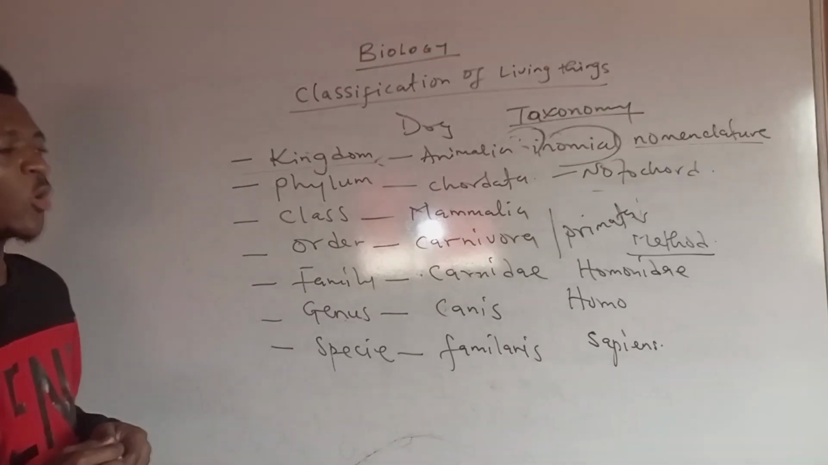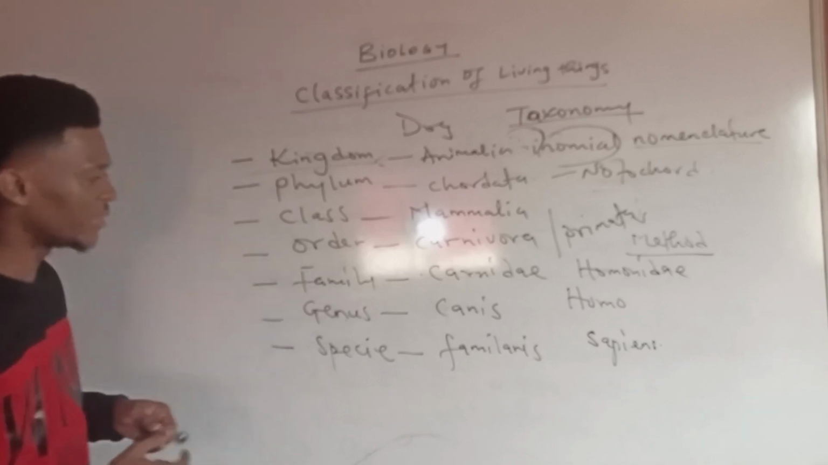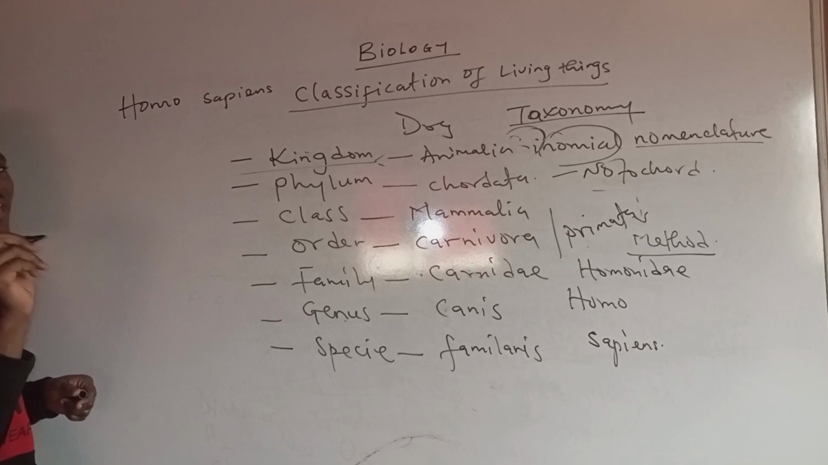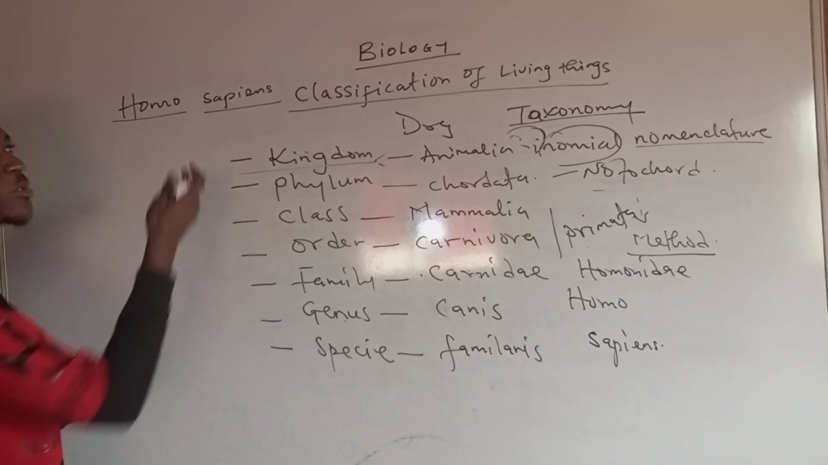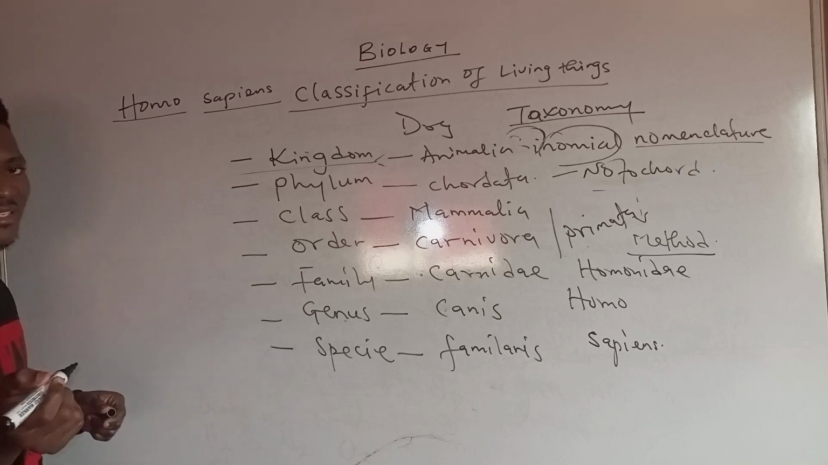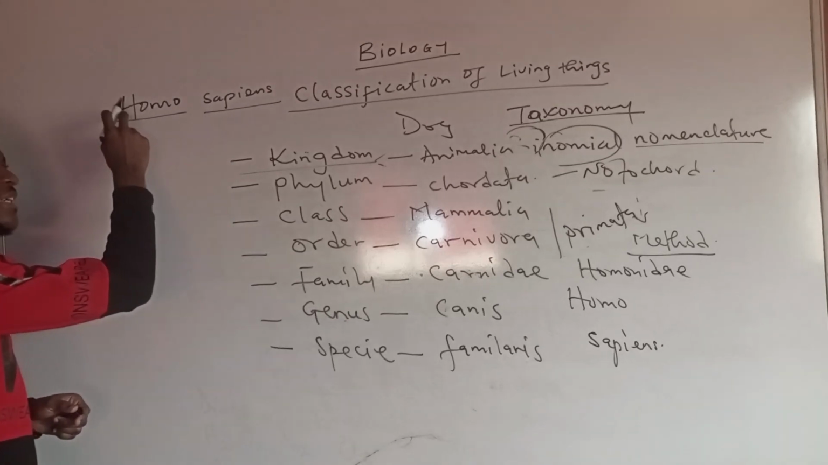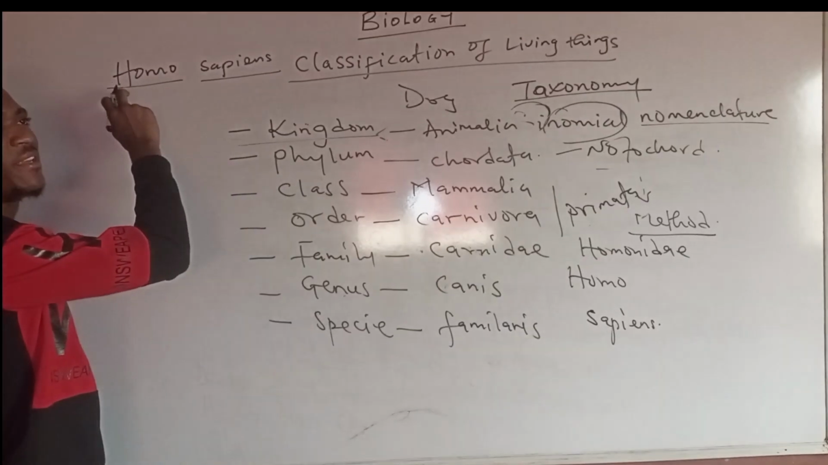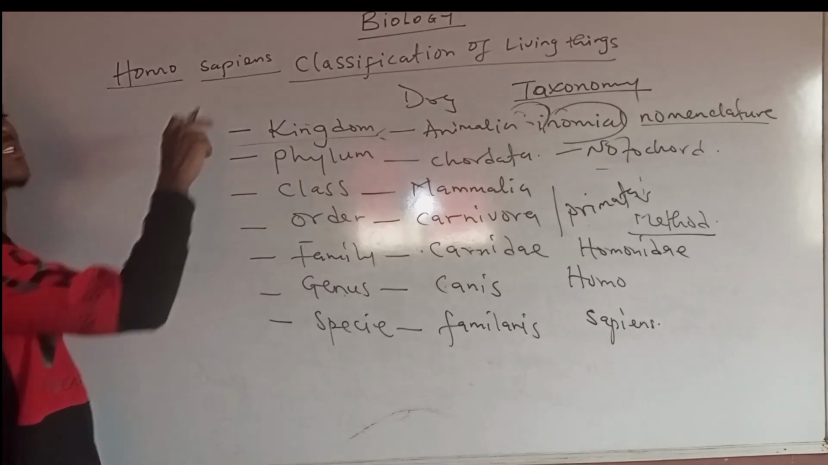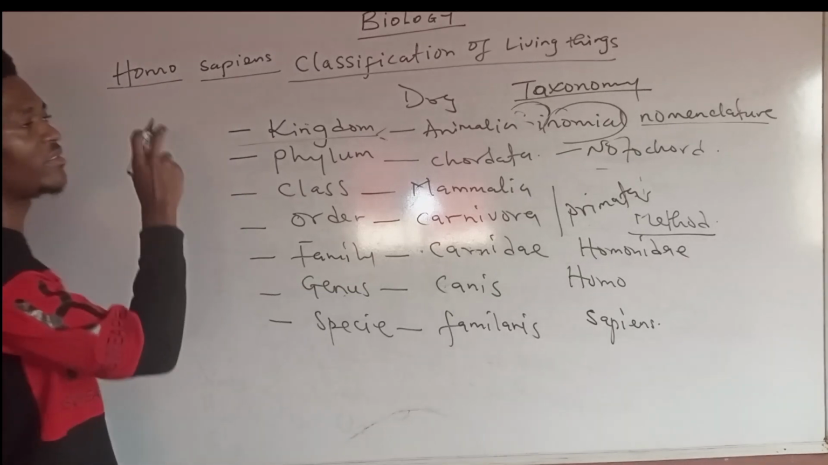But mind you, whenever you are asked to represent the binomial nomenclature of any organism, for example in the case of man, I told you that it is known as Homo sapiens. When you are writing it by hand, you must endeavor to underline it, and make sure that the genus name starts with a capital letter, meaning you must capitalize the first letter of the binomial nomenclature. Looking at Homo sapiens for man, the H is capitalized, being the genus name, while the s is written in small letter, being the species name.